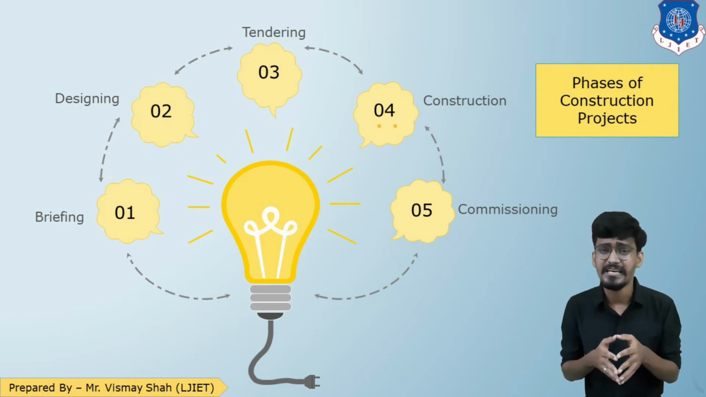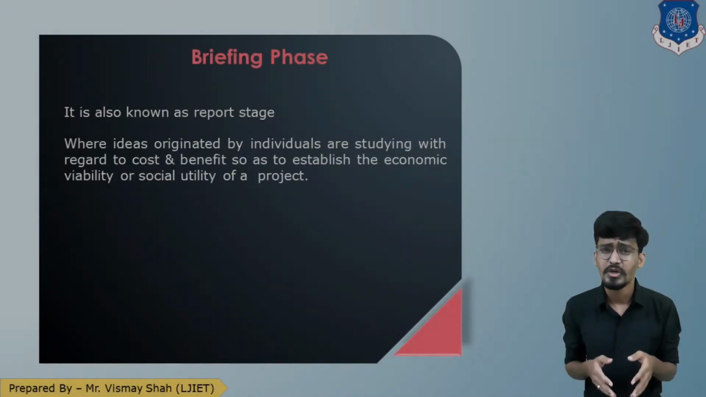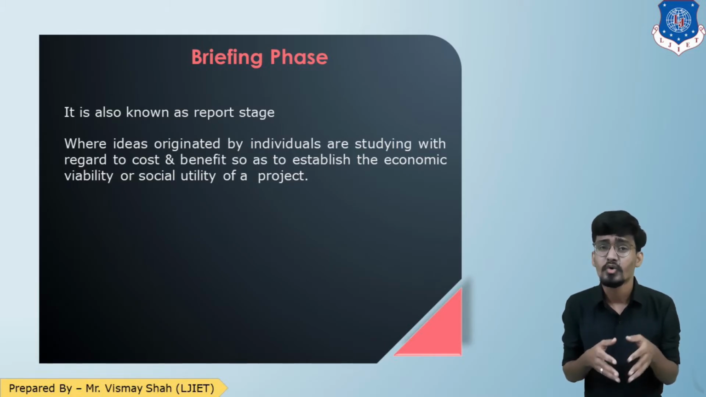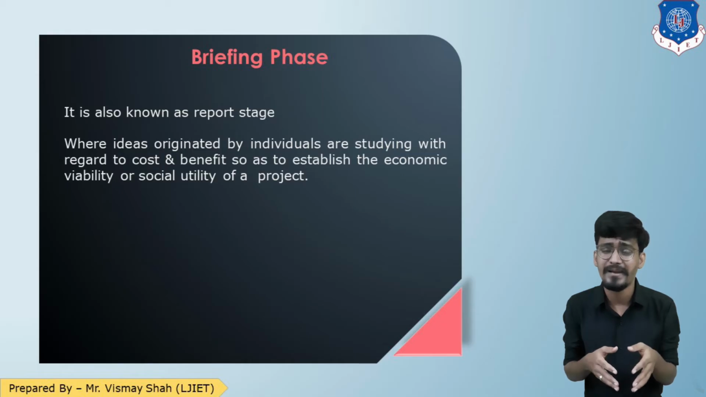Let us see each of the phases one by one, starting with the briefing phase. So the briefing phase, or we can say briefing stage, is also known as the report stage. In this stage, the ideas are originated and evaluated on the basis of cost and benefit to study the economic viability and social utility of the project. So that is the first stage.